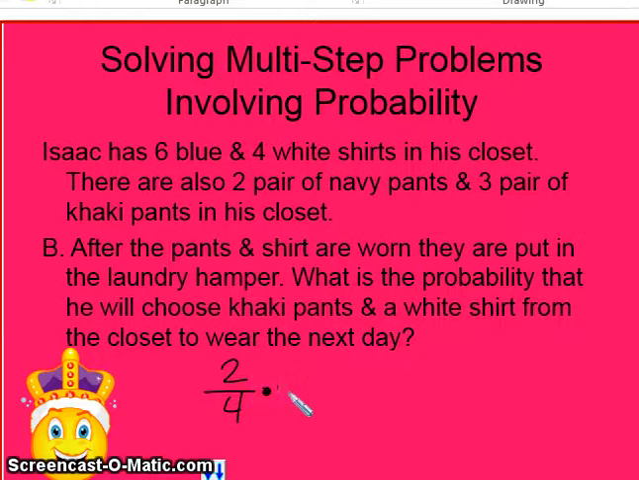We're going to multiply that by the probability that he'll choose a white shirt the second day. He used to have 4 white shirts, but since 1's in the hamper, he only has 3. He used to have a total of 10 shirts in his closet, but since 1's in the hamper, now he only has 9. And when we multiply these probabilities, 2 times 3 is 6, 4 times 9 is 36, and when we reduce, we get 1 out of 6.